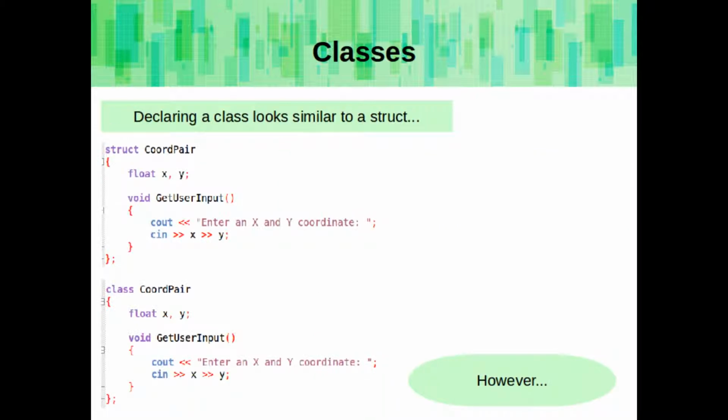Declaring a class looks similar to declaring a struct. So instead of struct and then your object name, you have class and then your object name. However, there is a difference.